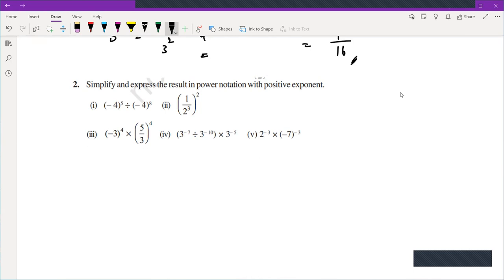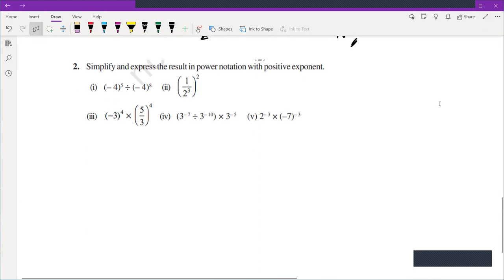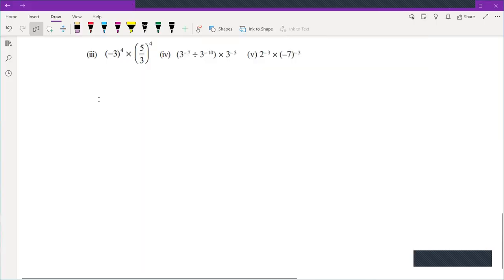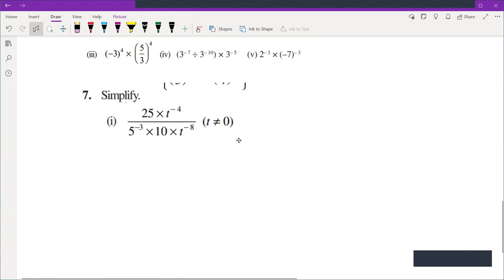Sir, there is this one question. It says 25 into t to the power of minus 4. Okay, the seventh one, right? Yes, sir. Okay. So before the seventh one, if anybody has a doubt, you can ask me. No more doubts. Fine. Simplify.